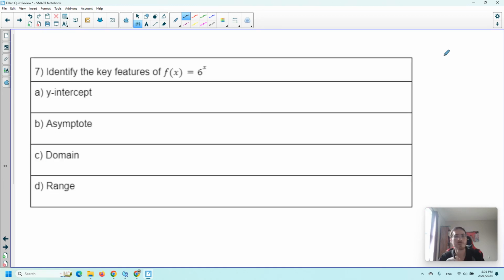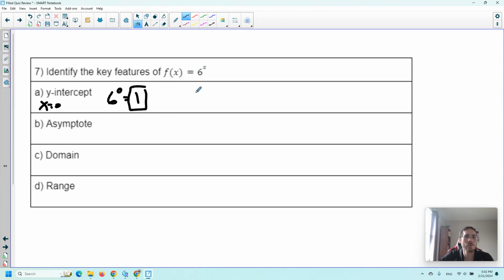So that's number 6. All right, for number 7, we have to identify all the key features of 6 to the power of x. We can do that either by just analyzing the equation, or by making the graph. If I want to analyze the equation, the y-intercept is the same thing as if x were equal to 0. So 6 to the 0 power is 1. So the y-intercept is 1. That's pretty easy.